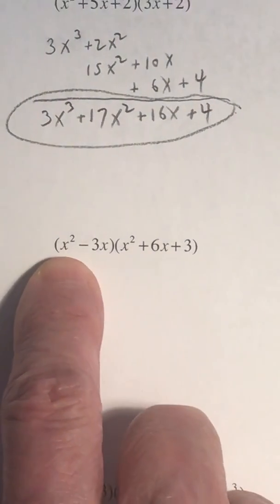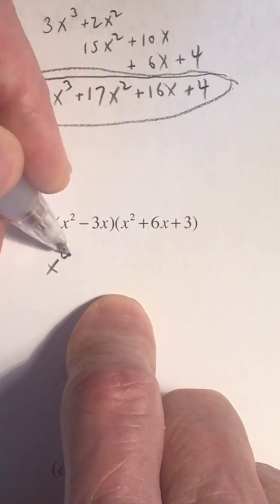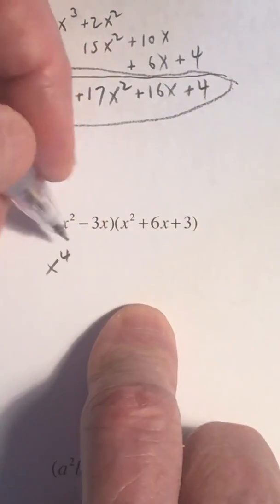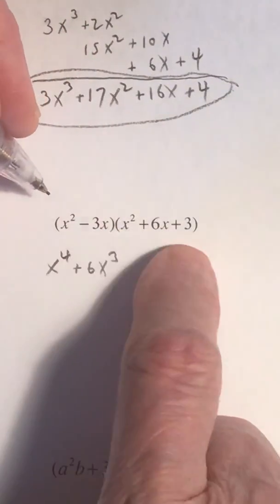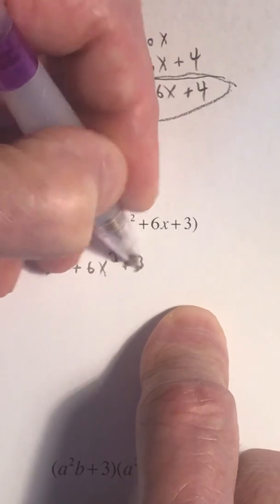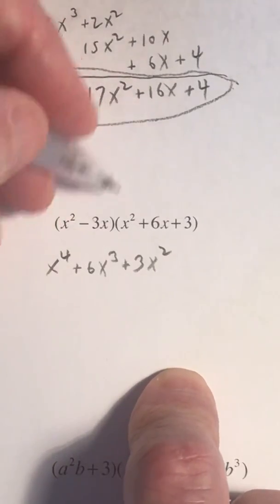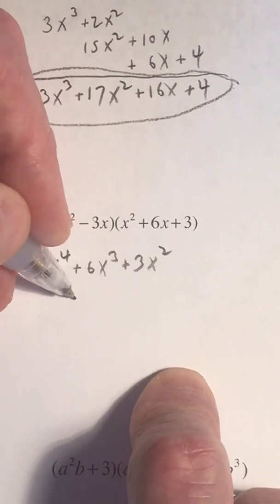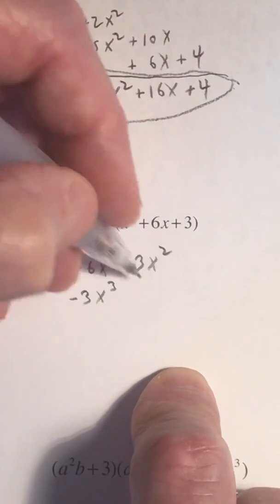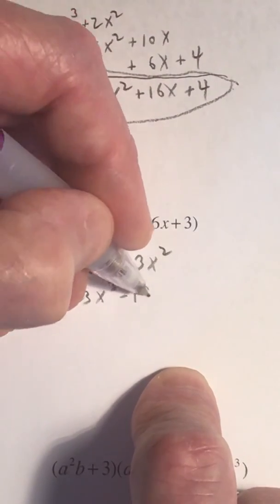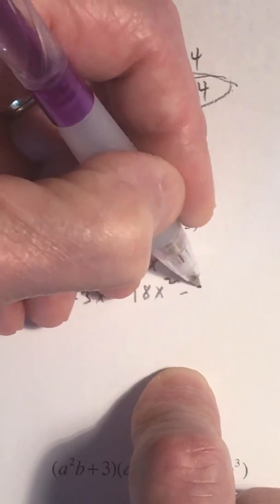Let's see what's happening here. X squared times x squared, x to the 4th. X squared times 6x, that's plus 6x to the 3rd. X squared times 3, that's 3x squared. Then minus 3x times x squared, that's minus 3x to the 3rd. Minus 3x times 6x, that's minus 18x squared. And minus 3x times 3, that's minus 9x.